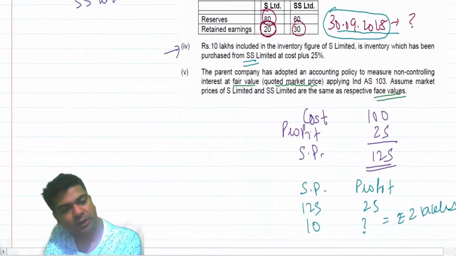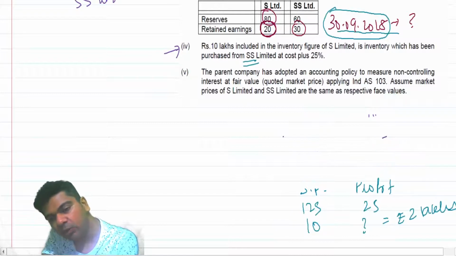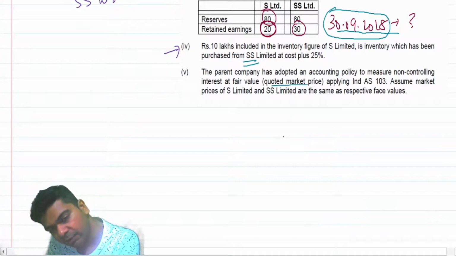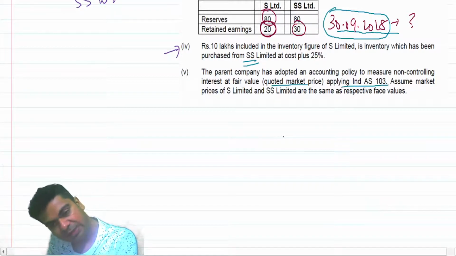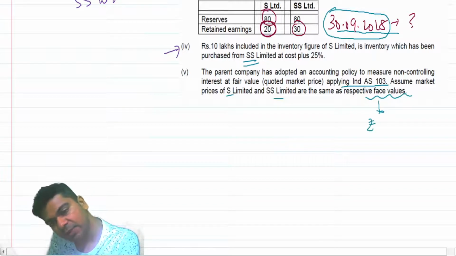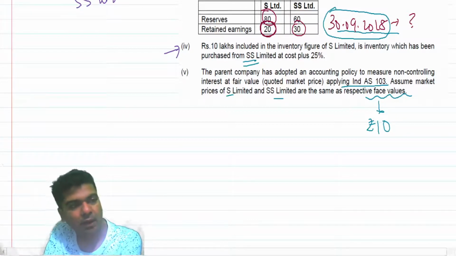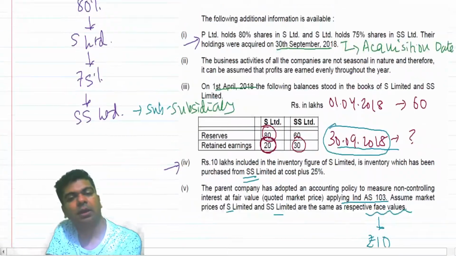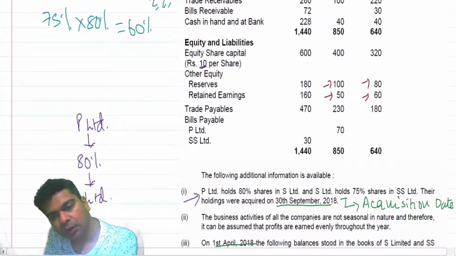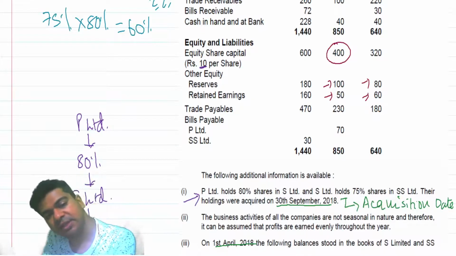The last information actually. In the last information, they are saying that the parent company has adopted an accounting policy to measure the non-controlling interest at fair value. Then they say fair value is nothing but the quoted market price, applying Ind AS 103. But later on they are saying that assume the market prices of S Limited and SS Limited to be the same as the face value. Face value is nothing but rupees 10. So basically they are referring to the share capital. The share capital itself will be turning out to be the total fair value this time. So here it is, the equity and the liabilities. It is 400 over here. We have purchased 80% shares, so 20% is the NCI.